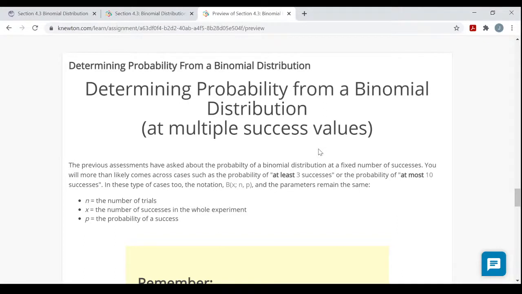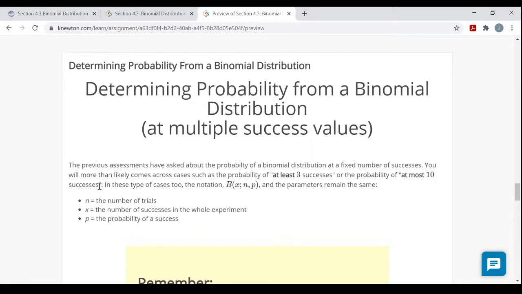This part of the section, this part of the instruction, is where that binom CDF on my calculator is going to come into play. I'll show you why. So this is determining probability from a binomial distribution at multiple success values. So now we're not going to see, what's the probability of getting exactly 7 successes. We're going to see stuff like this. What's the probability of getting at least 3 successes? Remember, that means 3 or more. Or at most 10 successes. That means 10 or less.